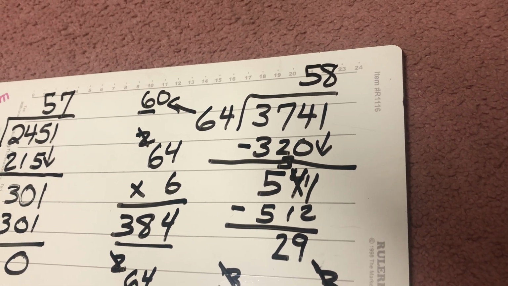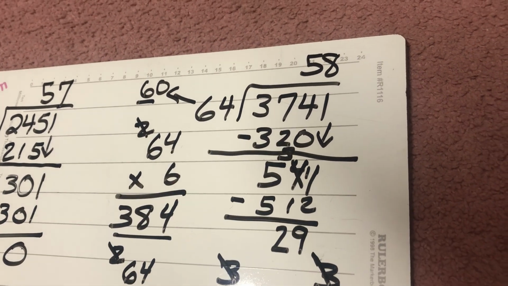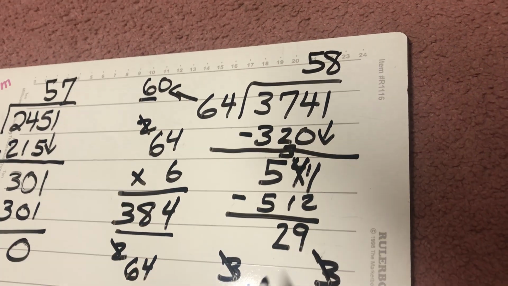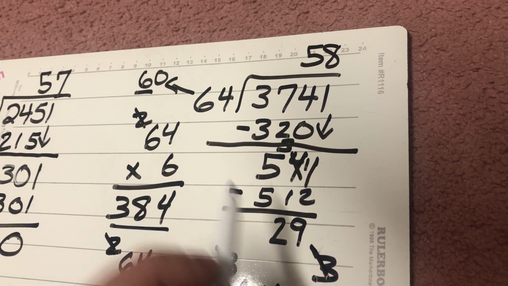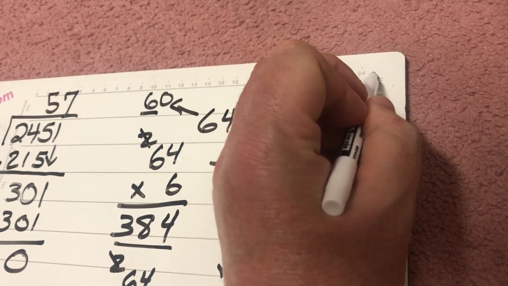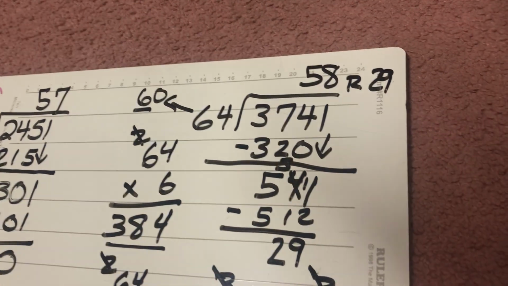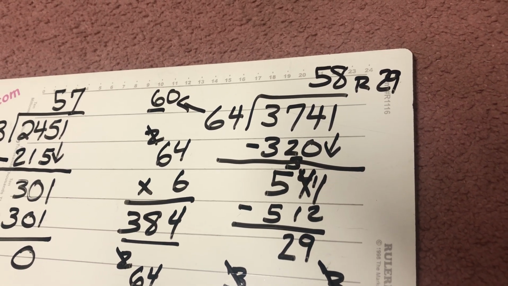All right, and I'm okay ending up with 29 after I subtract when I'm dividing by 64. There's nothing left to bring down, so this 29 is going to be a remainder, and that remainder is fine because it's smaller than 64. 58, remainder 29. I'm feeling pretty good about that.